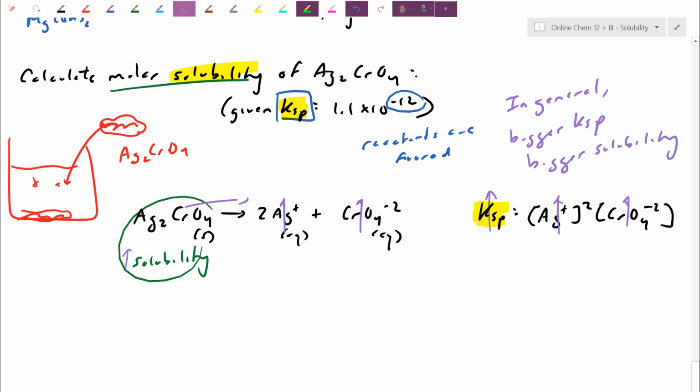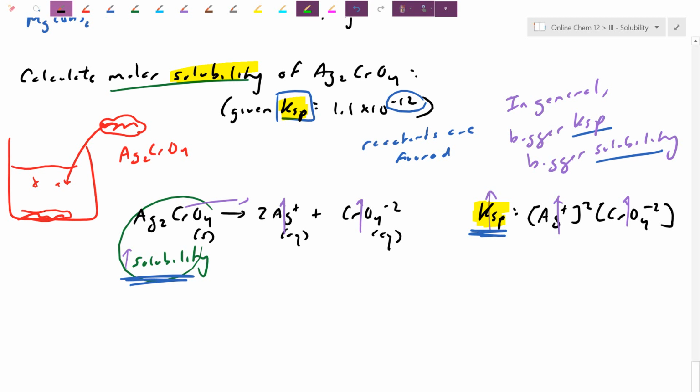But I want to emphasize with this example, even though there's this sort of correlation, when one gets big, the other gets big, KSP and solubility numerically are still different values. Solubility is expressed in moles per liter, whereas KSP actually has no units. Okay, so we did the easier of the two ways of making a saturated solution. Let's just start off with the solid.